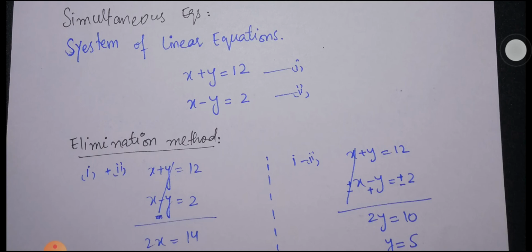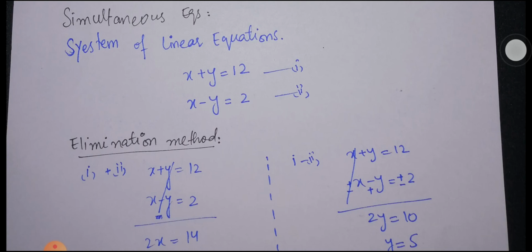In this video we are going to start with the topic simultaneous equations, which is also named as a system of linear equations. A system of linear equations means we are going to have more than one equation with more than one variable. Normally the number of equations is always equal to the number of variables, so that we are able to find out the solution. Solution means the value of the two variables.